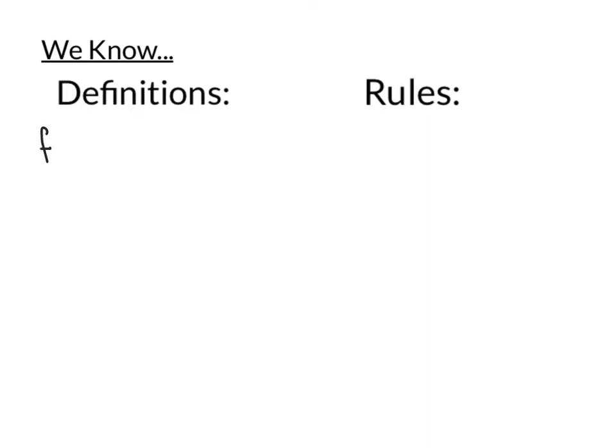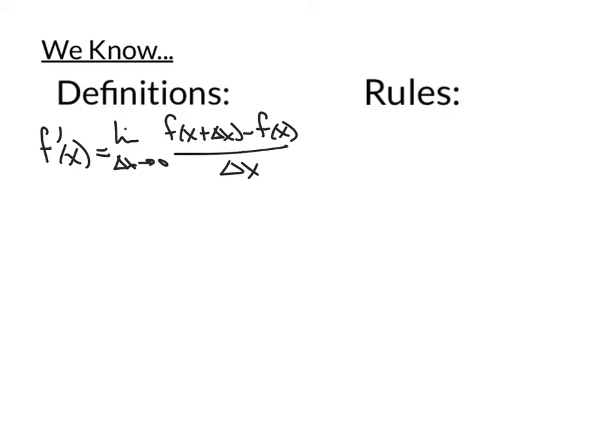We know how to find the derivative of a function using the definition, and that was the limit as delta x approaches 0 of f of x plus delta x minus f of x, all over delta x. And we know how to find the derivative at a specific point, a. That would be the limit as x approaches a of f of x minus f of a, all over x minus a.